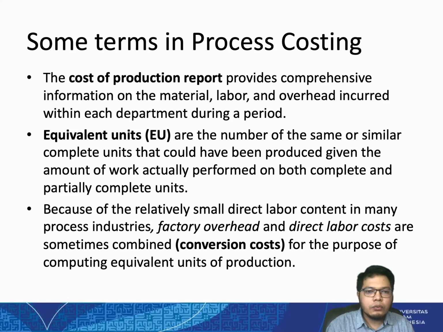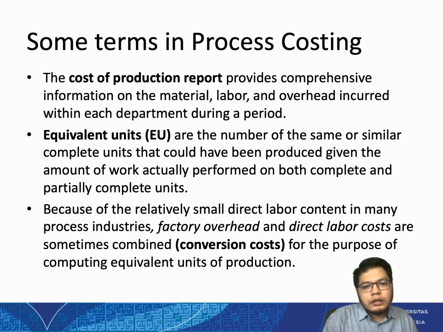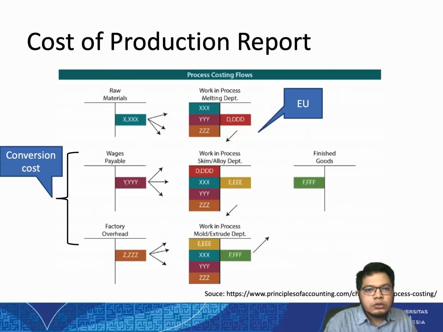Okay, so I remember we talked about this in the early part of this course. Because of the relatively small direct labor content in many process industries, factory overhead and direct labor costs are sometimes combined. So remember, this is the conversion cost. Factory overhead and direct labor costs are added together and we call it conversion cost for the purpose of computing equivalent units of production. Sometimes, just for easy calculation, they combine them.